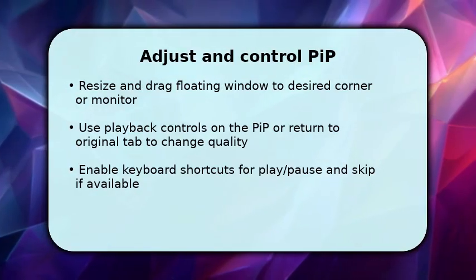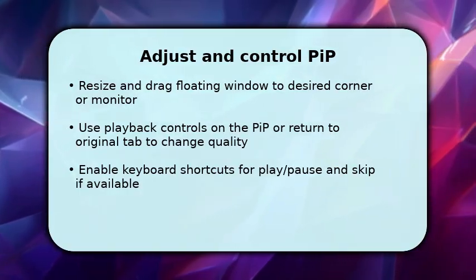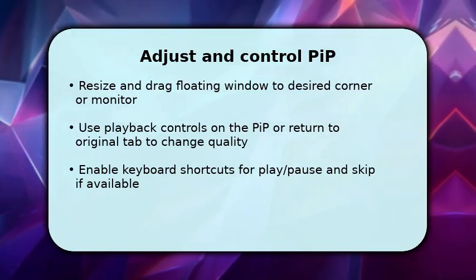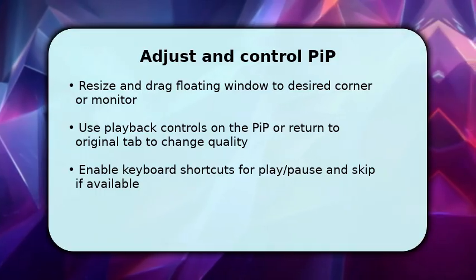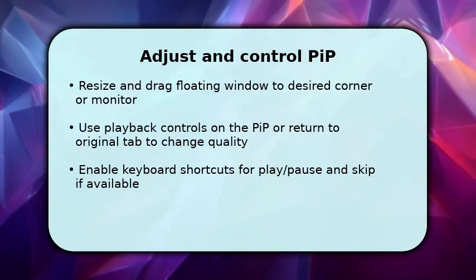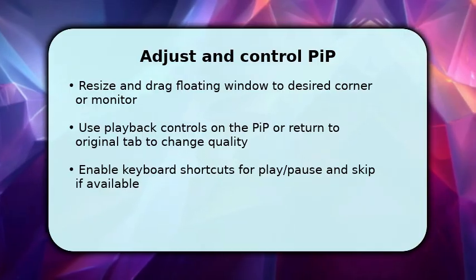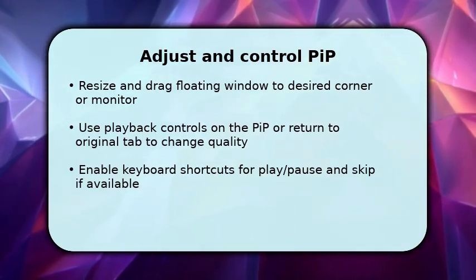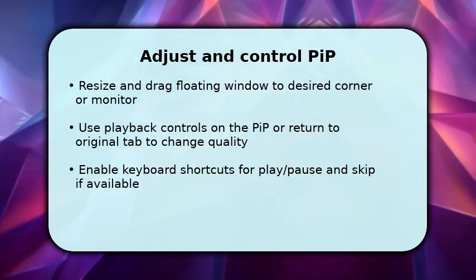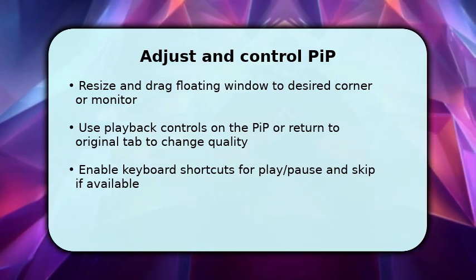Now fine-tune the floating window. Drag it to any screen corner or even a second monitor for multitasking, and resize if your browser supports it. Use the PiP playback controls for play, pause, and skipping, or switch back to the original tab to change resolution and captions. Changing quality there updates the PiP. Make sure you enable or learn keyboard shortcuts for faster control. Once adjusted, test audio sync and volume so the viewing experience is consistent while you work.